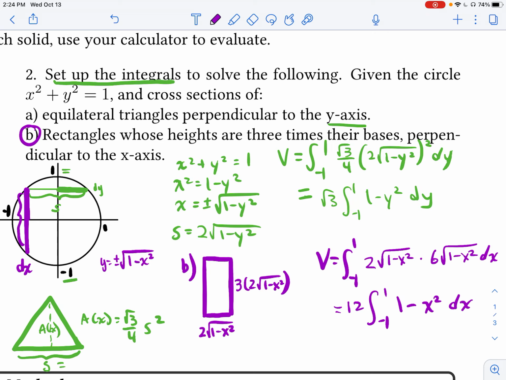And in the next lesson, we'll talk about how to actually find volumes of solids that are rotated about certain axes.